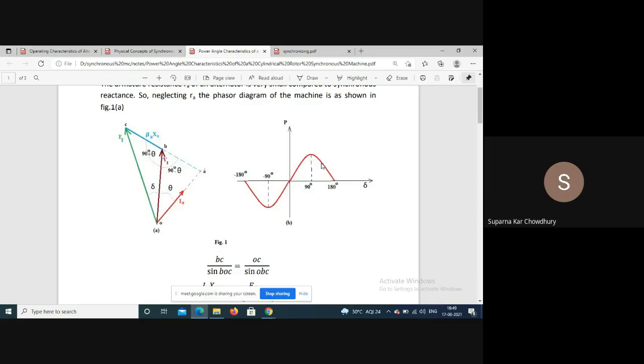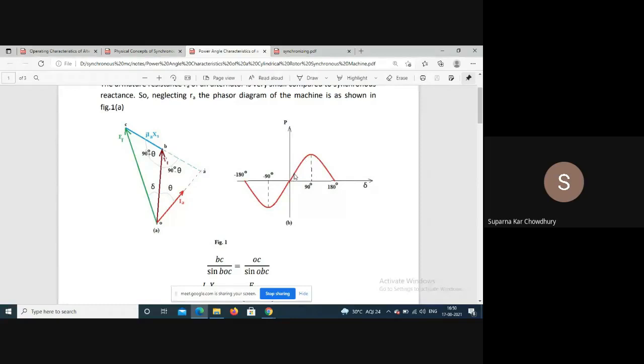But if it is operating in this region, if there is an increase in load, delta will increase and the power developed will decrease. So the machine will fall out of synchronism. So this is the steady state stability limit of the cylindrical rotor synchronous generator, that is delta is equal to 90 degrees. But at this point, the machine is at the verge of instability, because if it is operating here, a slight increase in load will make the machine fall into the unstable region.